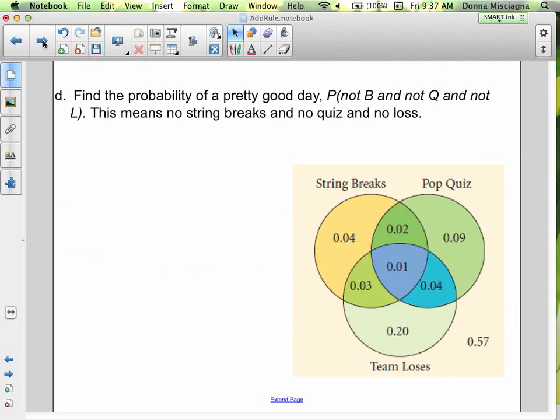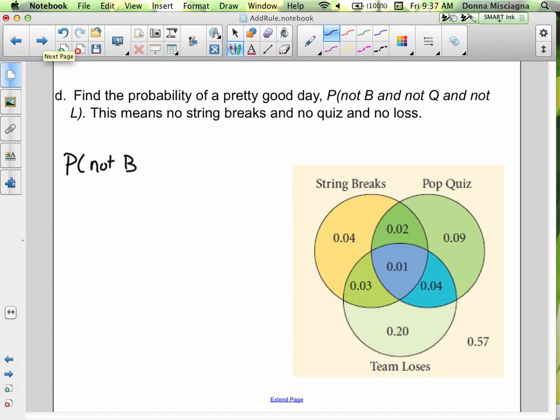All right, so we want to find the probability of a pretty good day, which means the probability of not break, no popcorn. And so and would be this one. And probability of not quiz. Actually, I'll put one parentheses. I don't have to do so many P's. Probability of not break and not quiz and not losing.